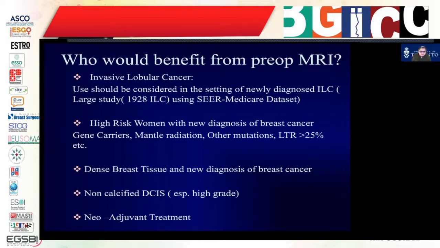And of course, in the neoadjuvant setting, you need to perform MRI pre and post neoadjuvant therapy to look for the response of the tumor to the treatment that has been given. This is one of the indications of preoperative MRI and is liberally used.